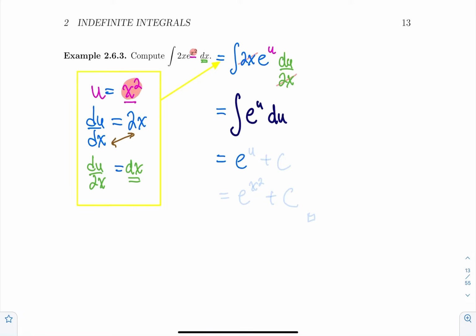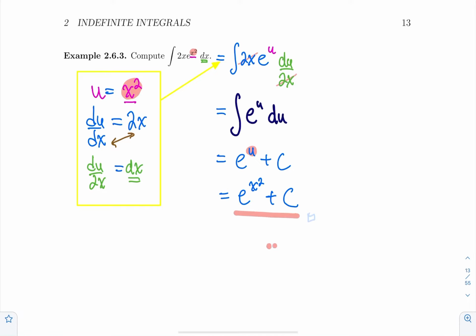And the last part is to simply replace the original variable u by the original equation, which is x squared. So you get that your final answer is e to the power x squared plus c. And of course, as usual, this is a very good exercise.